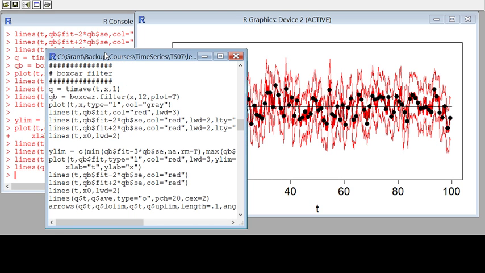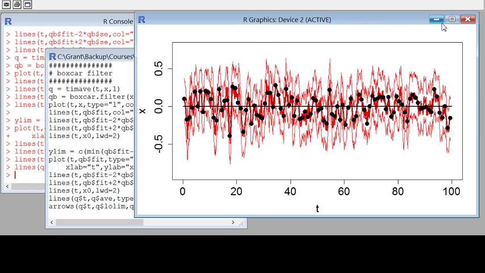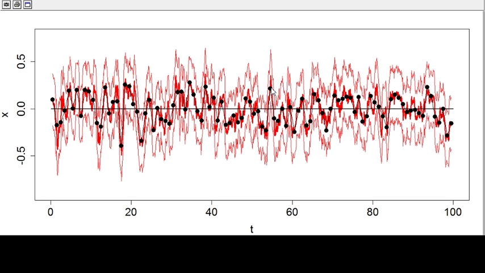I can also plot the simple averages that I got before. The simple average will be exactly equal to the boxcar filter value at the time which is applicable to the simple average and the boxcar filter.